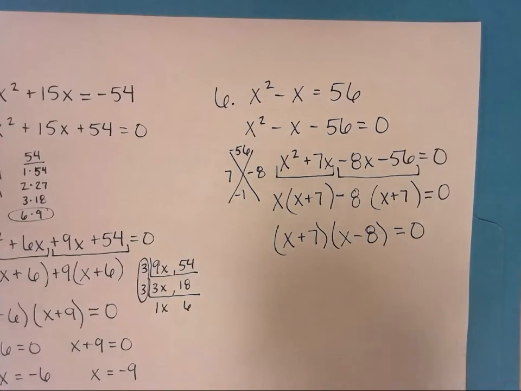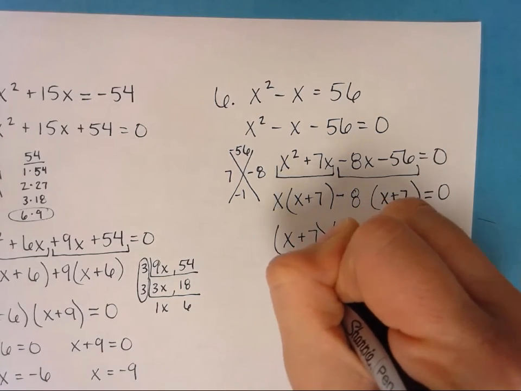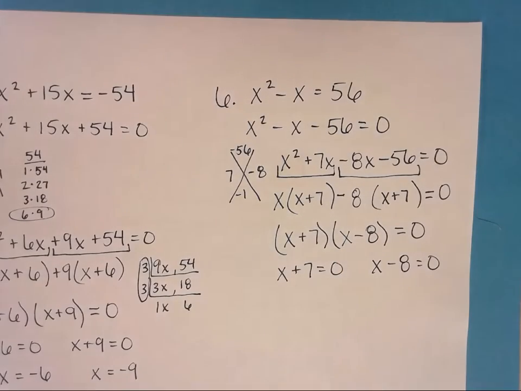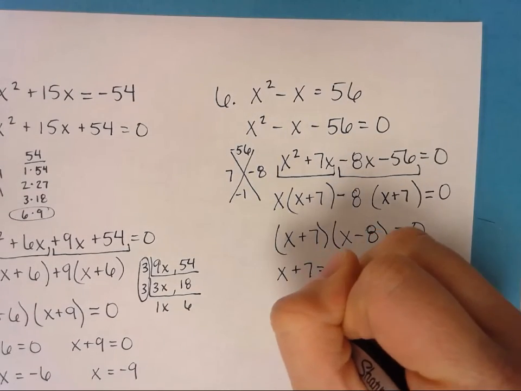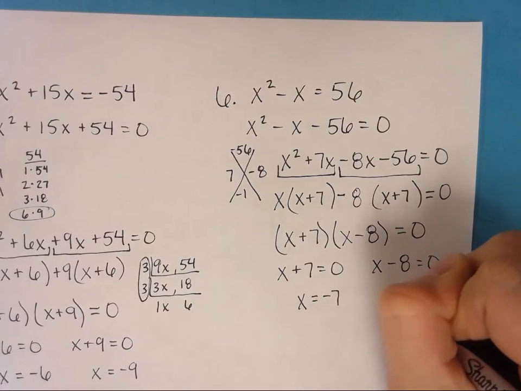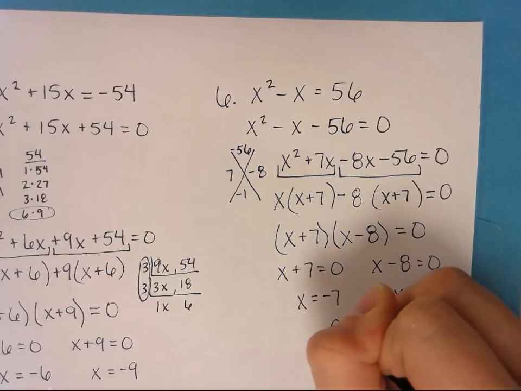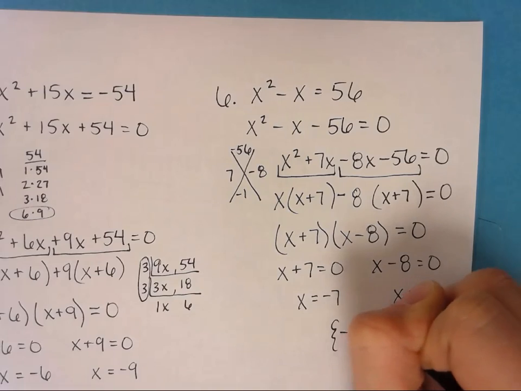Set each factor equal to 0 to solve. So we find our solutions as negative 7 and positive 8. You would subtract 7 from 0 to get negative 7 and add 8 to 0 to get 8. So our solutions in least to greatest order is negative 7 and positive 8.